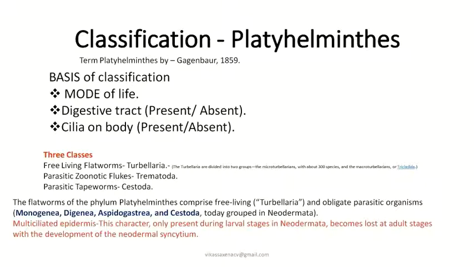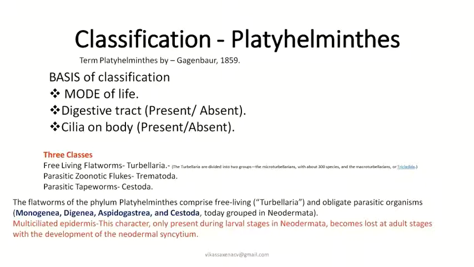The next phylum was Coelenterata, and in Coelenterata we have seen that there were many bases of classification: the mode of life and the body form, whether polyp or medusa. In platyhelminths, again we have different bases of classification. First is the mode of life, whether they are free living or parasitic. If parasitic, whether they are ectoparasites or endoparasites.